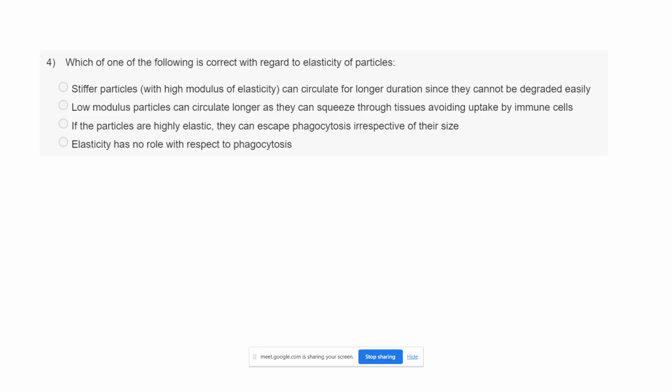Now for the next question, which one of the following is correct with regard to elasticity of particles? Stiffer particles with high modulus of elasticity can circulate for longer duration since they cannot be degraded easily. Low modulus particles can circulate longer as they can squeeze through tissues, avoiding uptake by immune cells. If the particles are highly elastic, they can escape phagocytosis irrespective of their size, and elasticity has no role with respect to phagocytosis. Which option is correct?